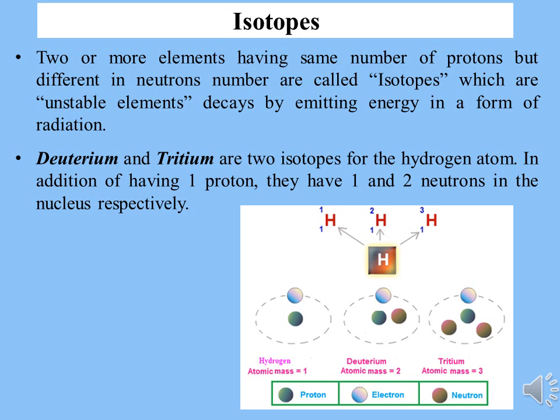Isotopes. Isotopes are two or more elements having the same number of protons but different numbers of neutrons. They are unstable elements that decay by emitting energy in the form of radiation. Deuterium and tritium are two isotopes of the hydrogen atom. In addition to having one proton, they have 1 and 2 neutrons in the nucleus respectively, as in the figure.